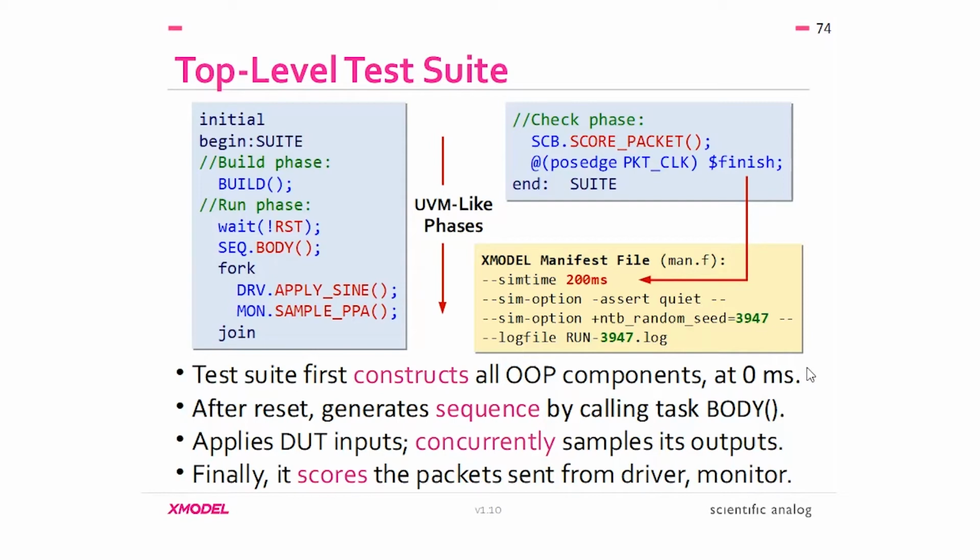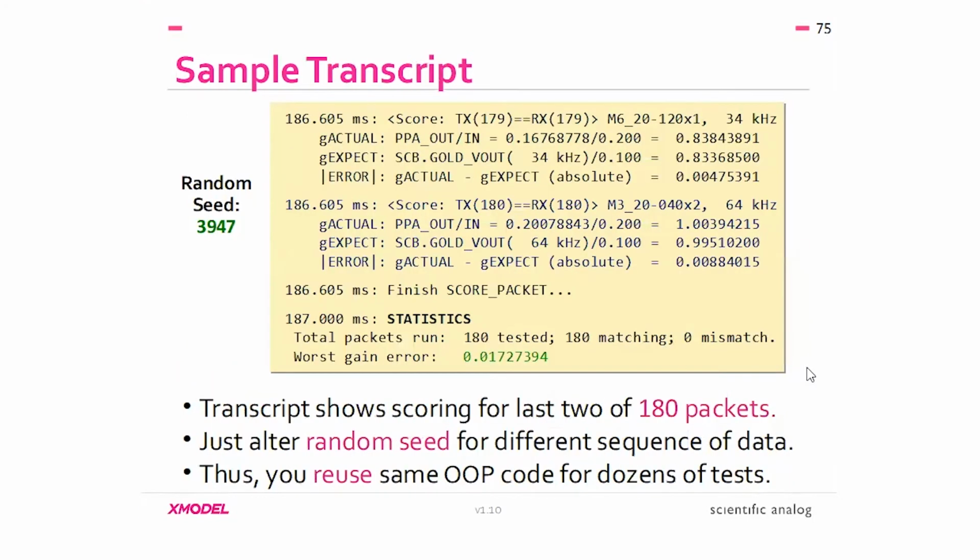So using this initial block, we can build all the components in our environment and begin from the data packets, applying DUT inputs, sampling the DUT outputs, and scoring the actual versus the expected results. Here's a typical transcript. This one took 180 packets. We're looking at just the last two.